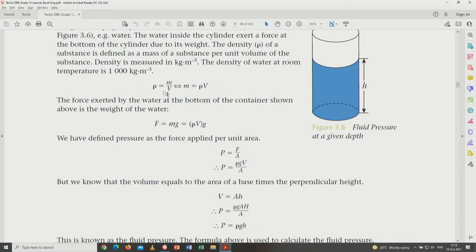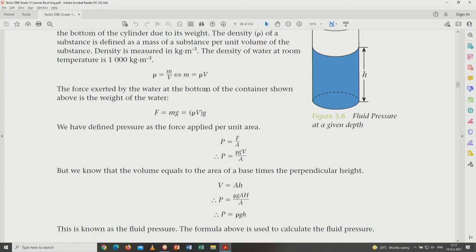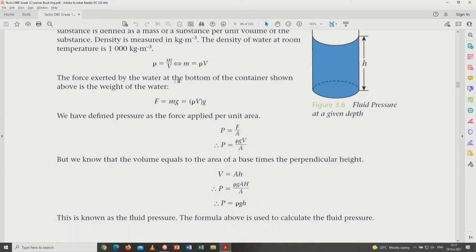But now if we are saying the density is equal to mass divided by volume, and we want the mass, then by the same cross multiplication that I've been using, mass will be given by density times volume. That is the formula if we want to make mass the subject of the formula. Given this, the force exerted by the water on the bottom of the container here is the weight of the water. Remember, the weight is the mass times the gravitational acceleration, g. So F is equal to mg, which is the weight of that object.